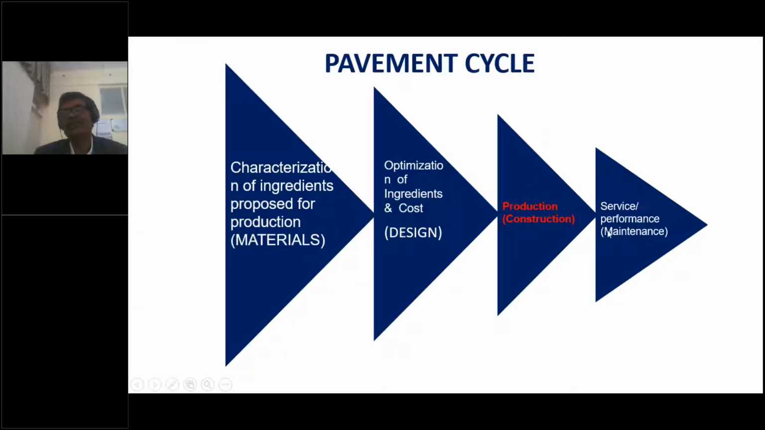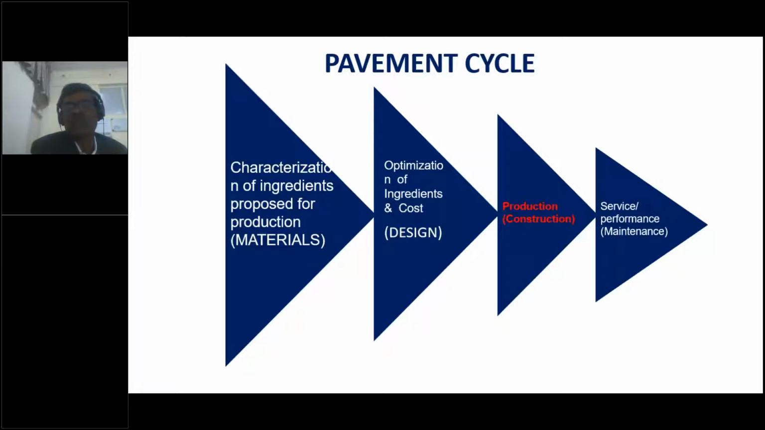And then comes the fourth stage in the pavement cycle. Of course, we have produced a product, and this pavement product has to serve its intended purpose. It has to satisfy its customer.